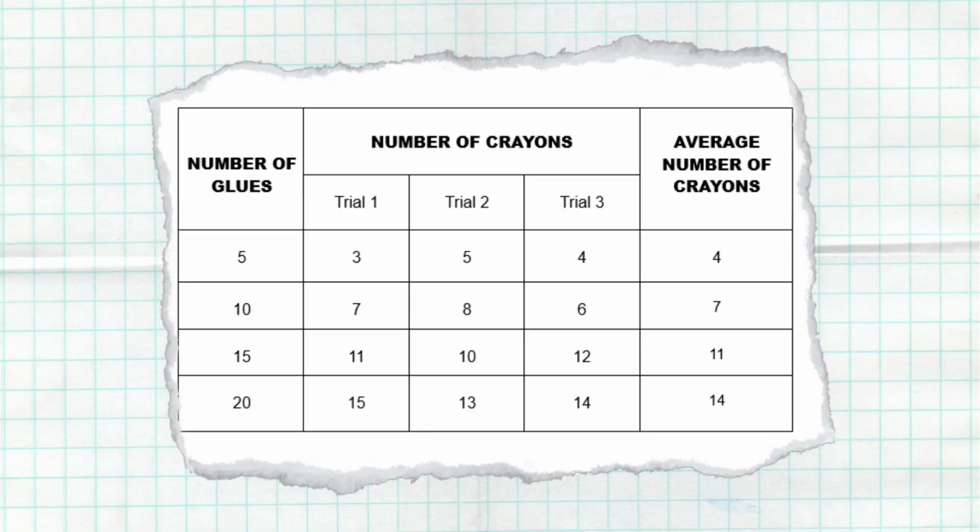Now, let's use the steps or procedure in making the graph. Here is a sample data to make into a line graph. Step 1. Identify the variables. The independent variable is the one previously changed in experiment 2. The number of glues, the dependent variable, changes with the independent variable and is measured by the number of crayons.